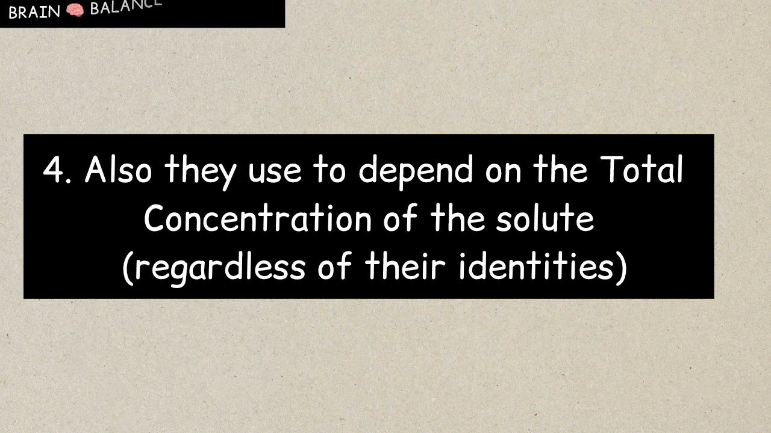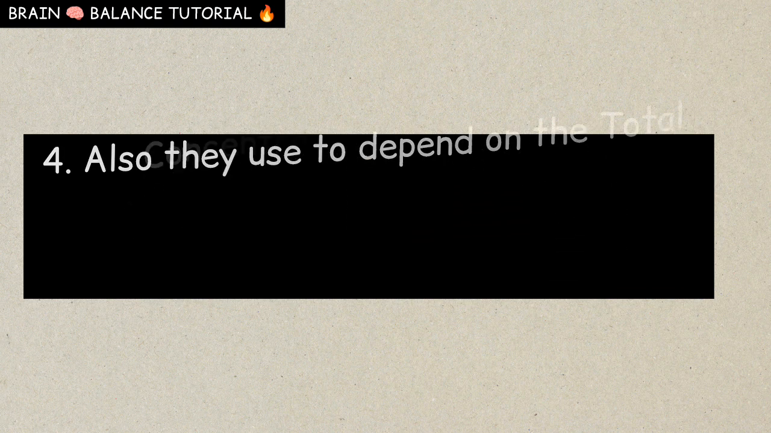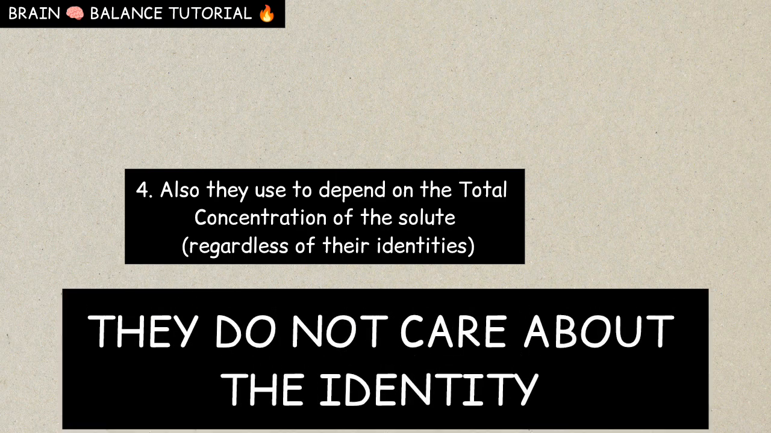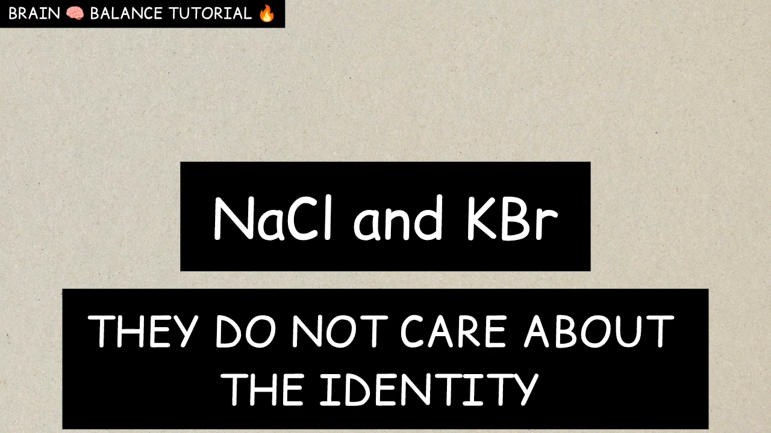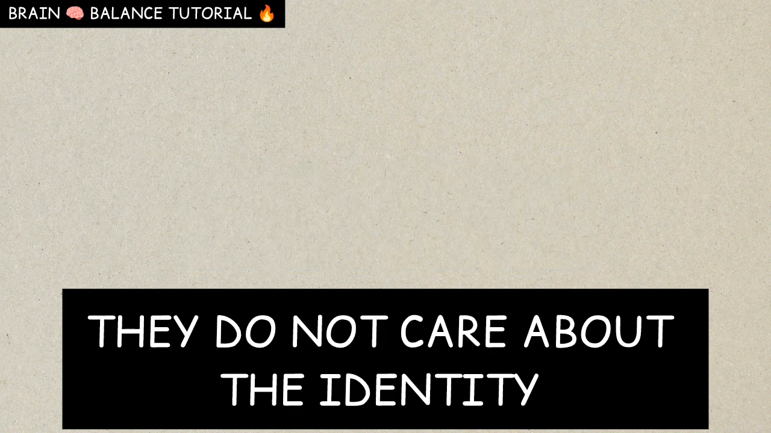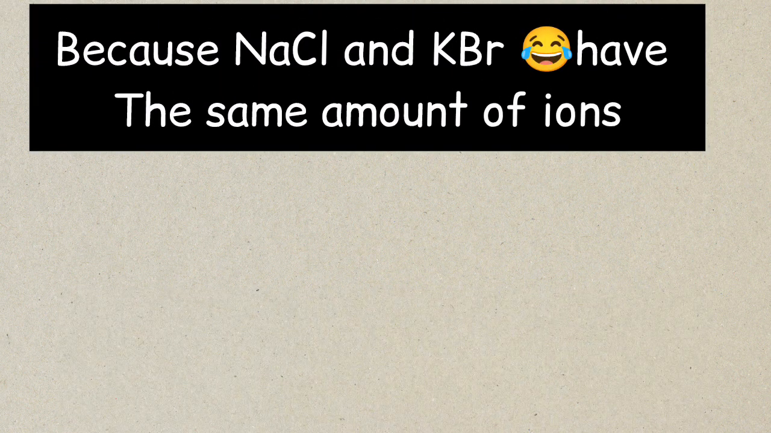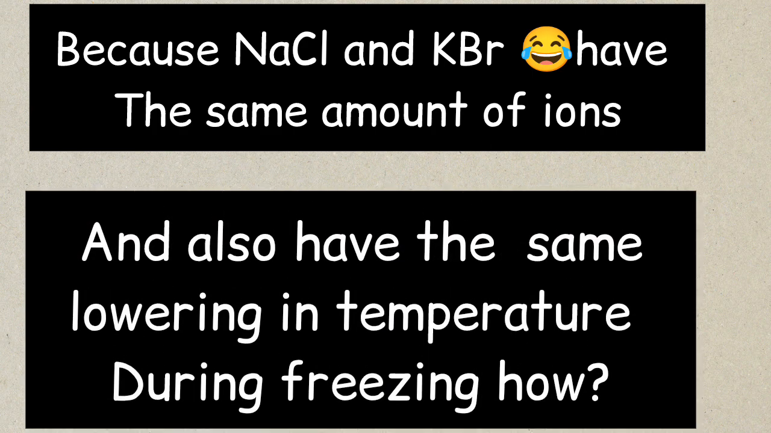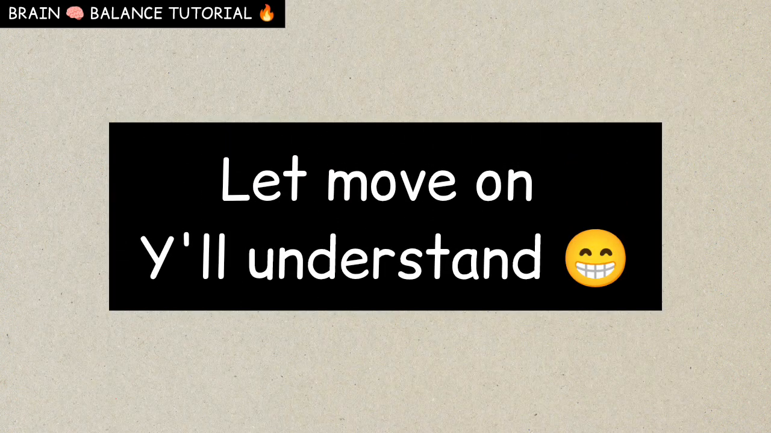Also, they used to depend on the total concentration of the solute. Like I said, when you keep adding more solutes, the freezing point keeps decreasing more. It also depends on the total concentration of the solutes, even though they don't care about the identity. Let's say you have sodium chloride and you have potassium bromide. They don't care about the sodium chloride or potassium bromide. There's something important in them that they need rather than their identities, because sodium chloride and potassium bromide can have the same amount and even the same degree of lowering in temperature. How? Follow me on, we'll understand that better.